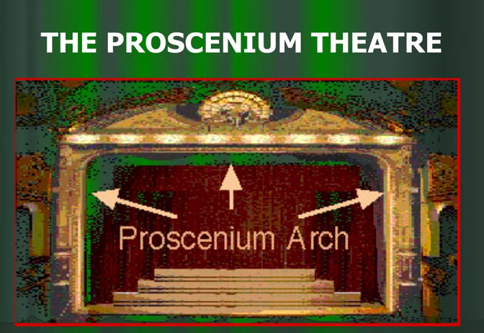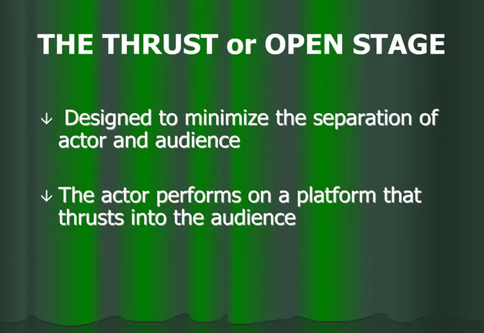This is the facade I talked about, the proscenium arch. It's that piece that makes the proscenium theater look like a big picture frame or a big television. And also you'll see how the curtains could come in and hide behind that proscenium as they come in and they go out. Our next stage is called the thrust or the open stage, more called a thrust. And what it does, it wants to minimize the separation of the actor and the audience. The actor performs on a platform that thrusts itself out into the audience.